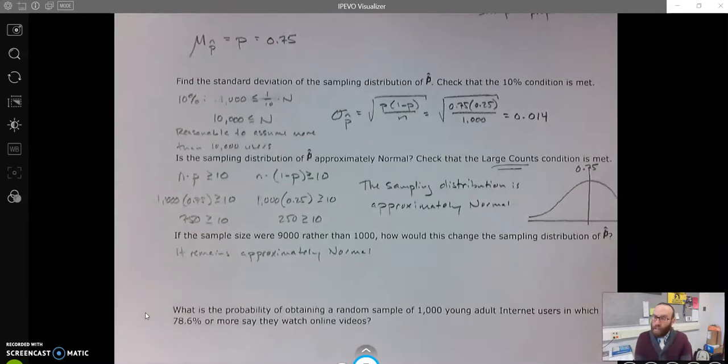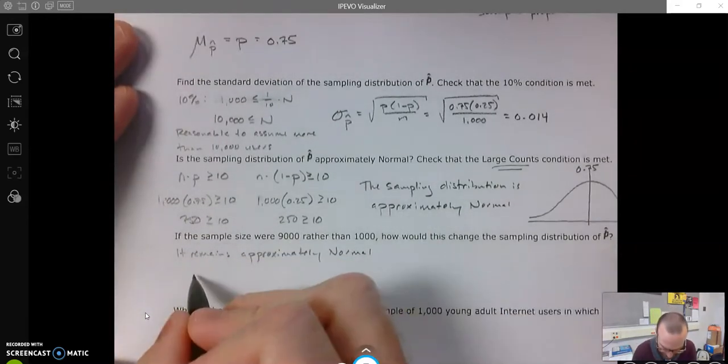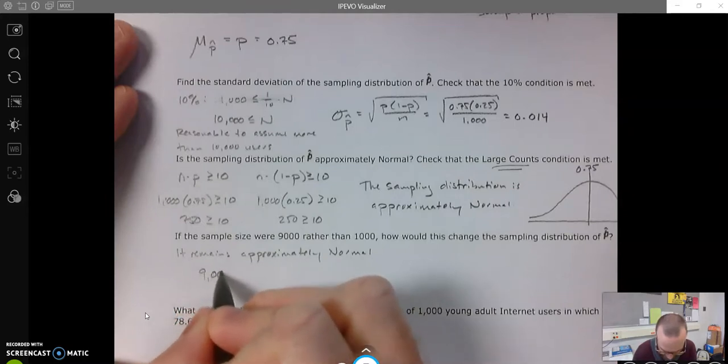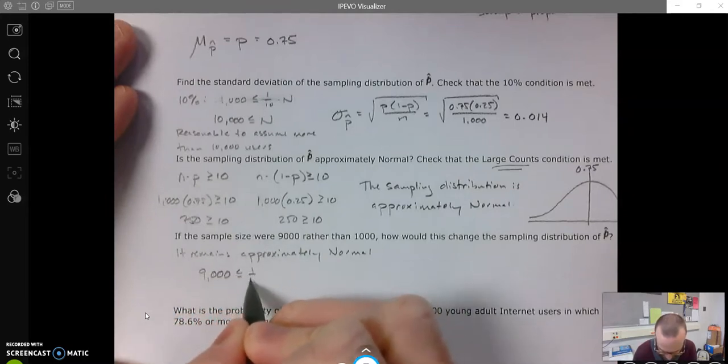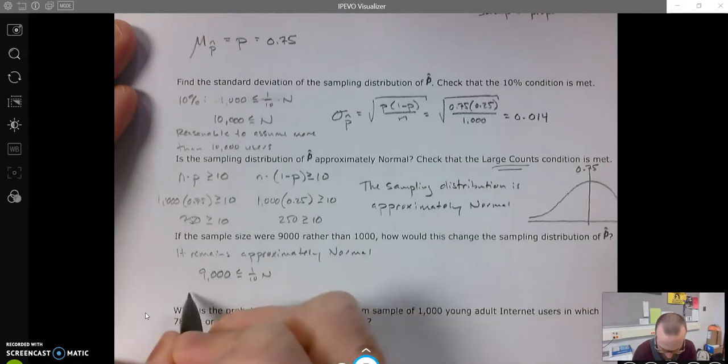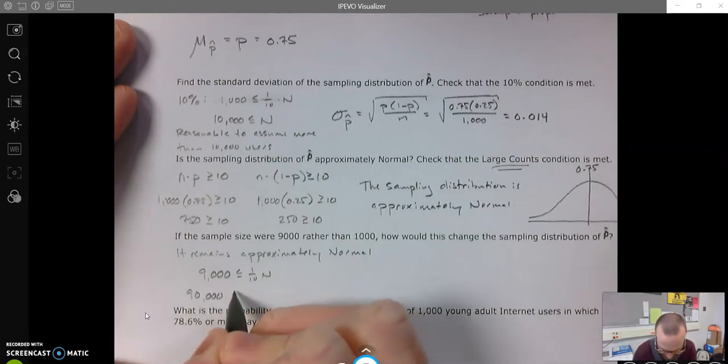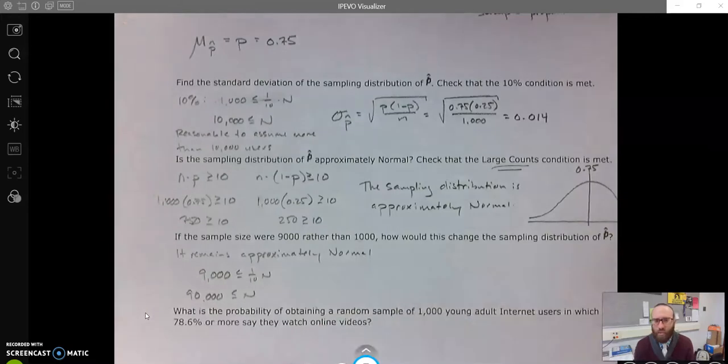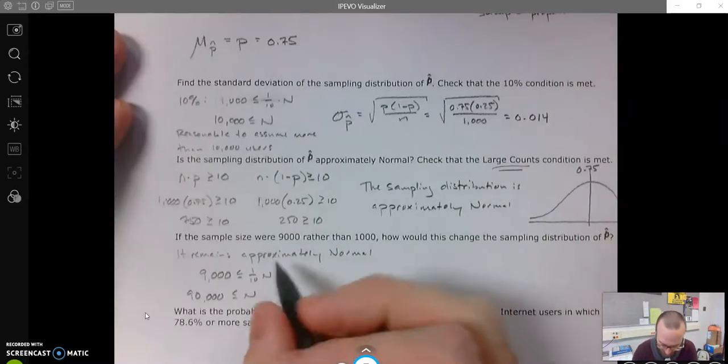Because 10% is a limit, an upper limit. If I'm increasing the sample size, I want to be careful of that. So 9,000 less than 1/10 n. Multiplying by 10, I get 90,000 less than n. I still don't know how many there are, but I'm still thinking that in this particular case, it's reasonable to assume there are more than 90,000.